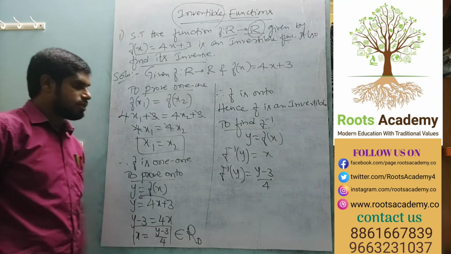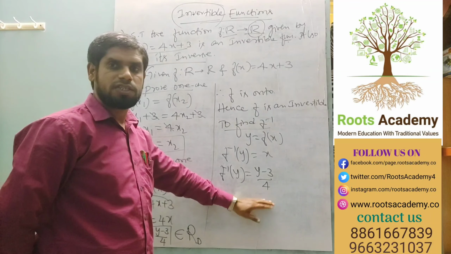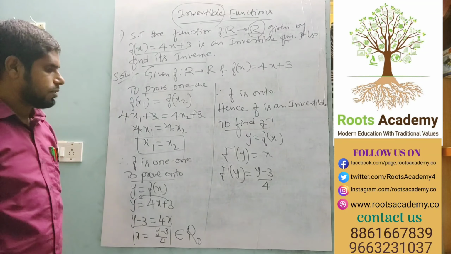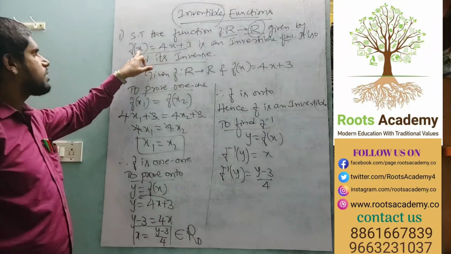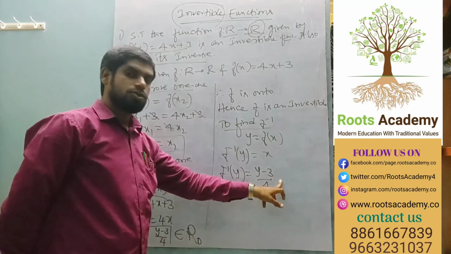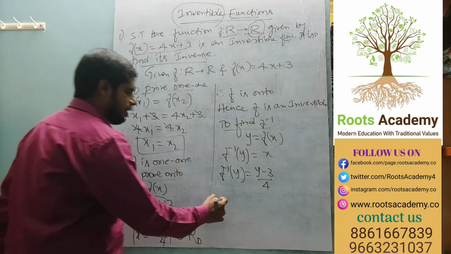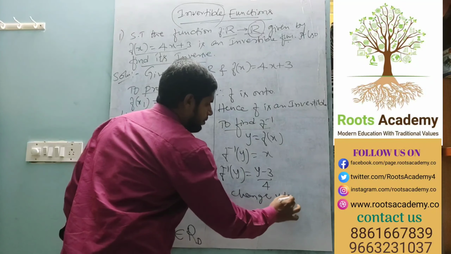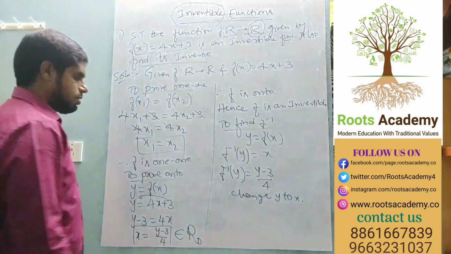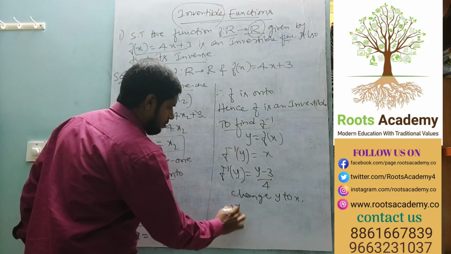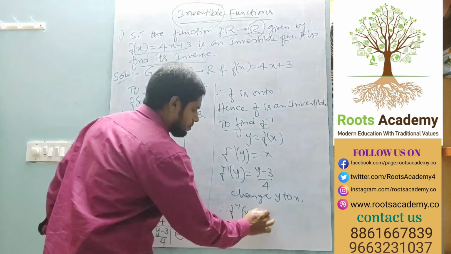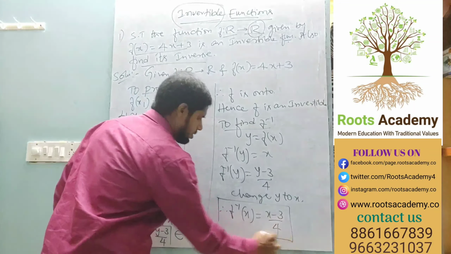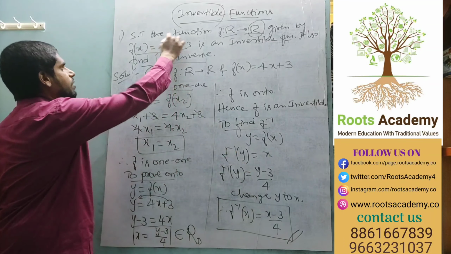Now student, with this I can declare that I got an inverse function in terms of y. But the function he has asked is in terms of x, but I got it in terms of y. So the only thing I can do is change y to x. Change y to x. So this becomes, therefore, f inverse of x is equal to x minus 3 divided by 4. So student, this is the inverse of the given function.